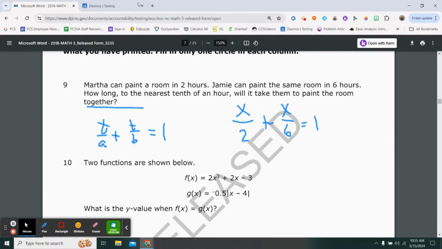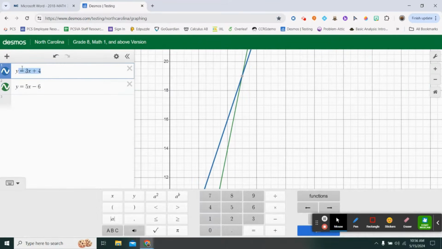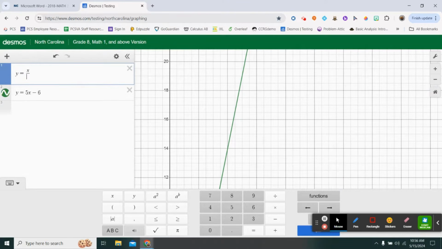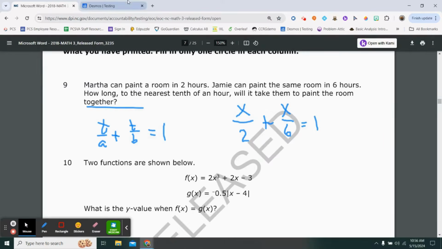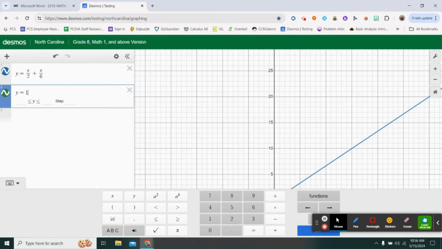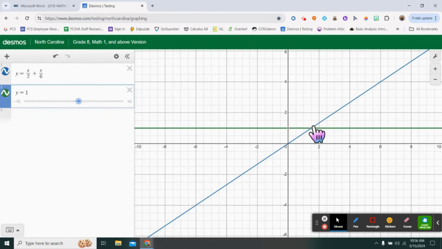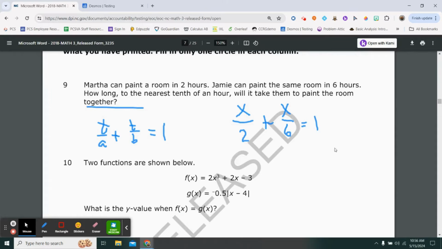We can do y equals the left, y equals the right. So y equals X over 2 plus X over 6. This is going to be 1. Let me make sure my numbers were right. And then we're just going to find where it crosses 1. It crosses at 1.5. That's your answer.